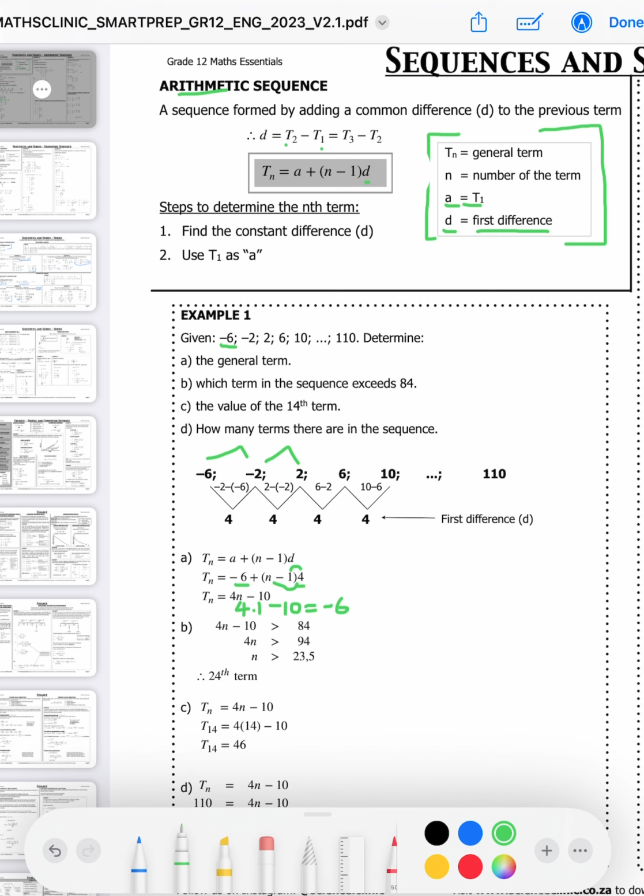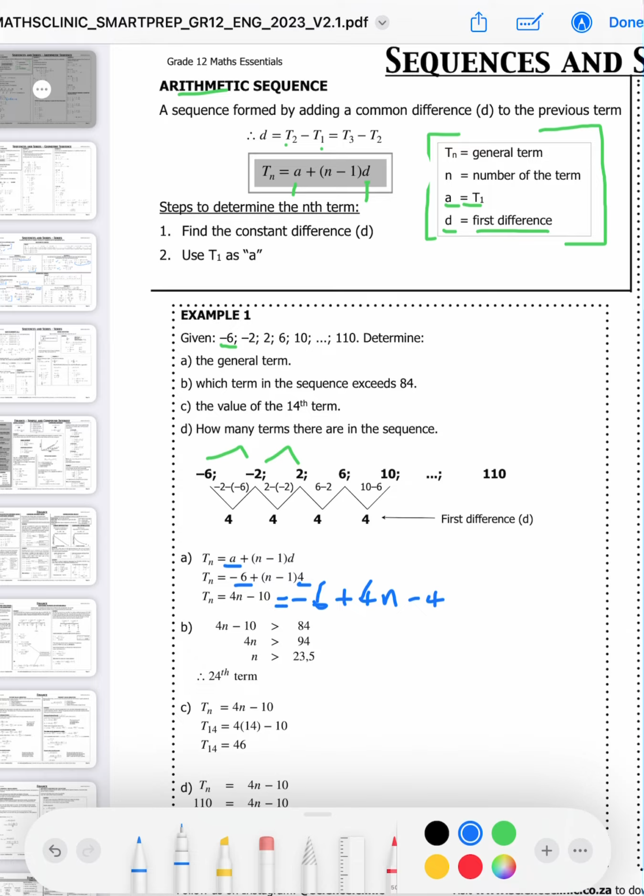To find the general term, we take our a and d and we substitute into the general formula, our a being minus 6 and our d being 4. Then we simplify by putting the 4 inside the bracket: multiplying the 1 gives minus 4, and multiplying the n gives 4n. So here you'll have minus 6, plus 4n, minus 4. The minus 6 and the minus 4 give you the minus 10 that we see here. So the general formula for this particular case is Tn equals 4n minus 10.